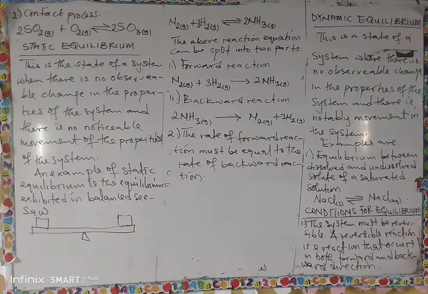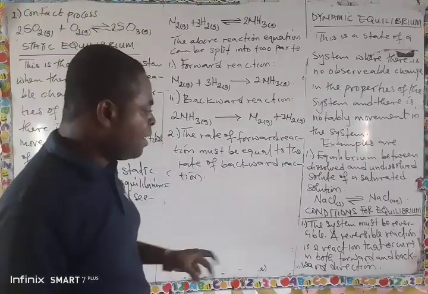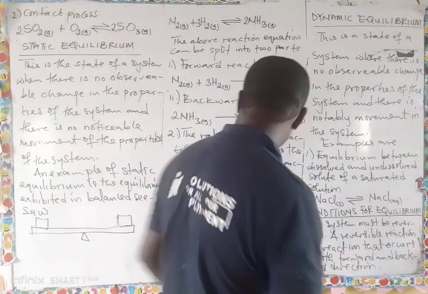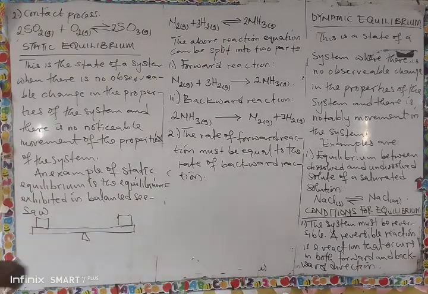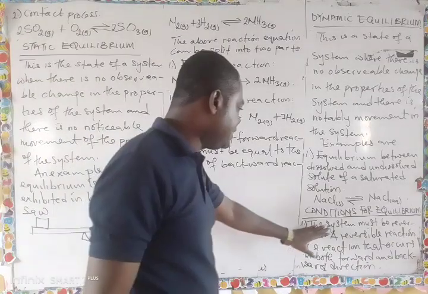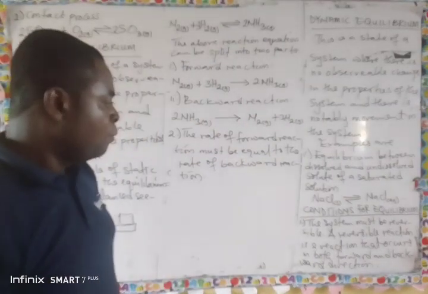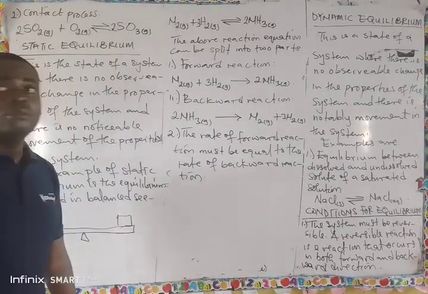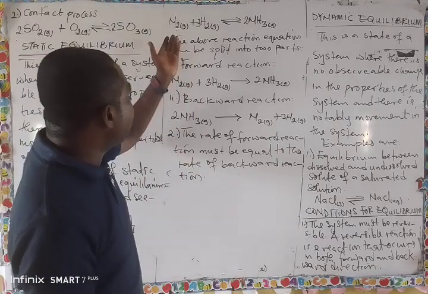Let's continue. In the previous video, we started talking about conditions for equilibrium. The first condition we stated was that the system that must undergo equilibrium must be reversible. What does a reversible reaction mean? A reaction that proceeds in both forward and backward directions. So, for example, our process here.